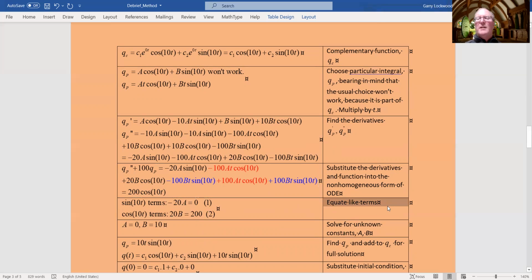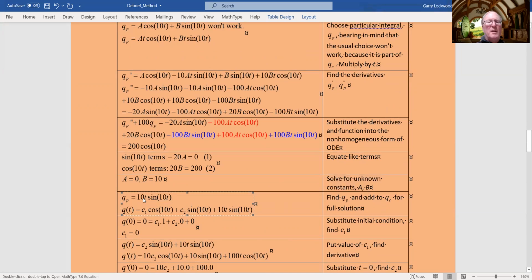And I've just said equate like terms. I could expand that out if I wanted. I could say equate sine terms on the left with sine terms on the right, and cos terms on the left with cos terms on the right, and so on. But being reasonably experienced at mathematics, equate like terms is enough for me. A equals 0, B equals 10. Solve for the unknown constants A and B.